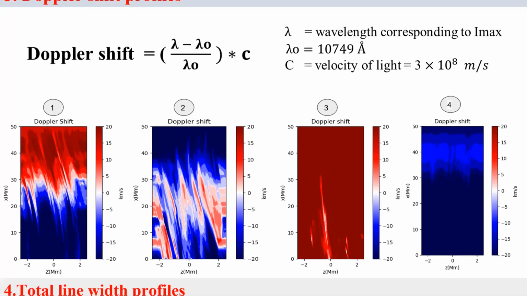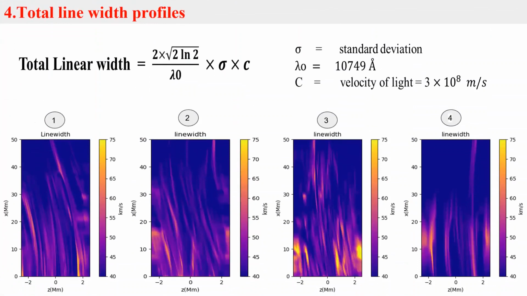And coming on to the last observable parameter we have, the total linear width.